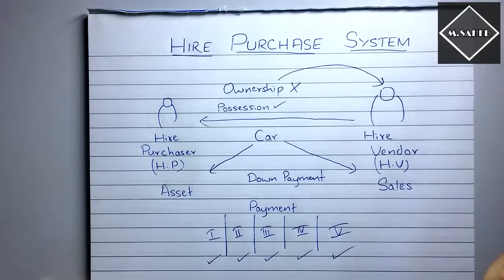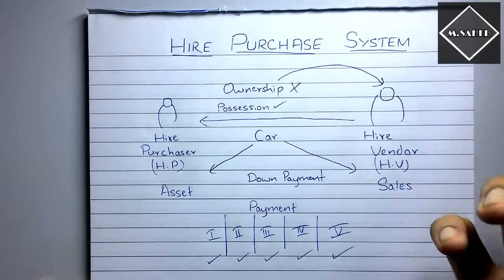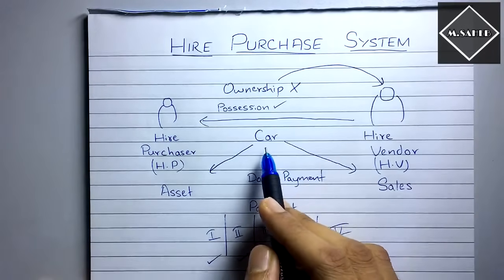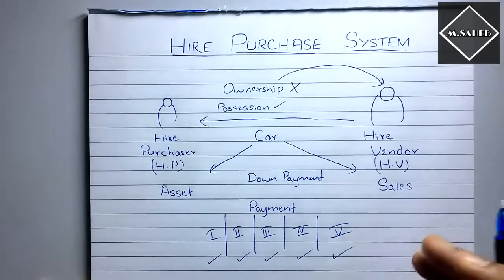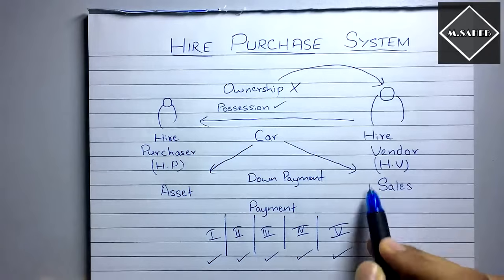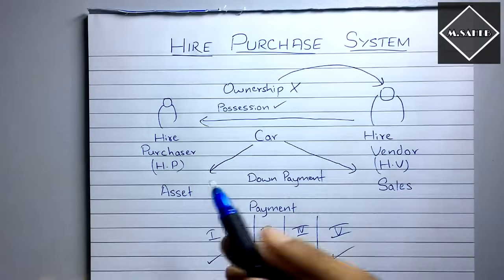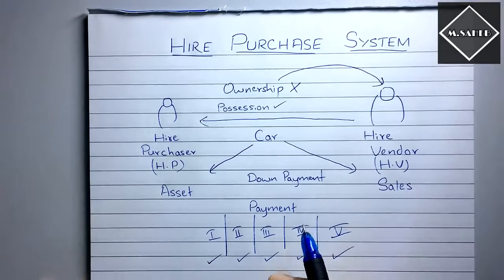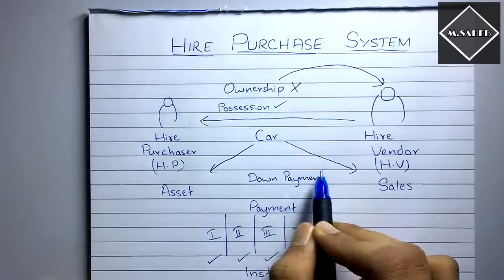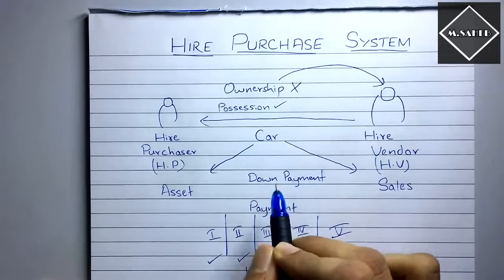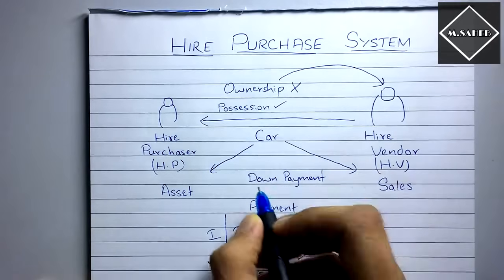All right, so what we came to know over here is that the item for one person is an asset, and for the other it is stock. He will consider it as sales, and for him it is an asset purchase. Then the payment will be done in installments, and at the beginning of the agreement a down payment will be made, and that down payment will not include any sort of interest.